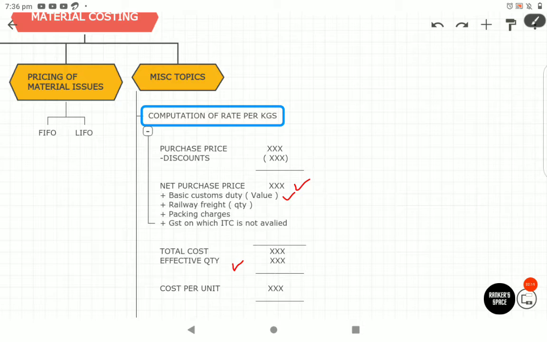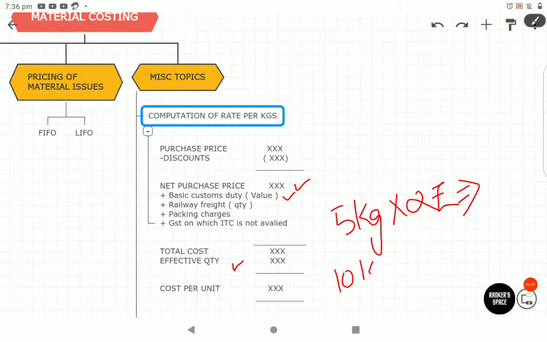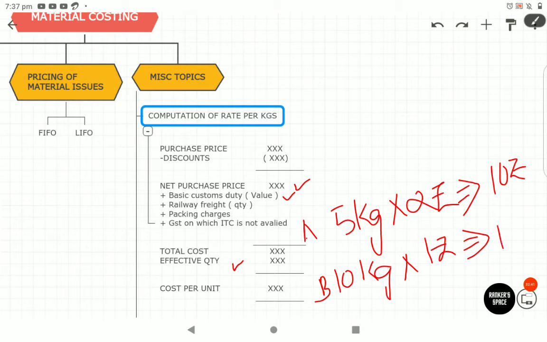Customs duty is value based. Say for example, the ultimate value of the product, right? This much of quantity, say for example 5 kgs, 5 kgs into 2 rupees. Then you have another material which you are using, 10 kgs into 1 rupee you take for easy calculation. So this is material A, this is material B. Say here you will have 10 rupees, here you will have 10 rupees.